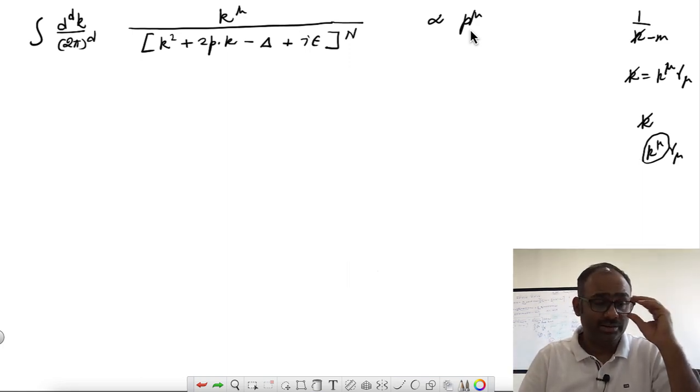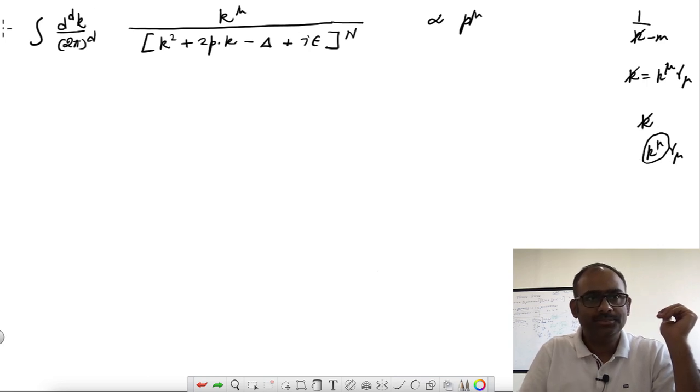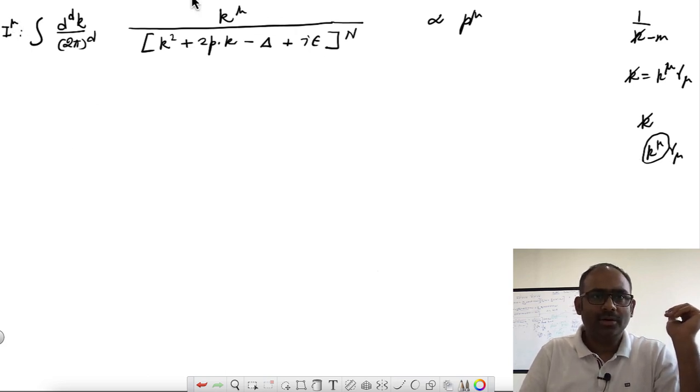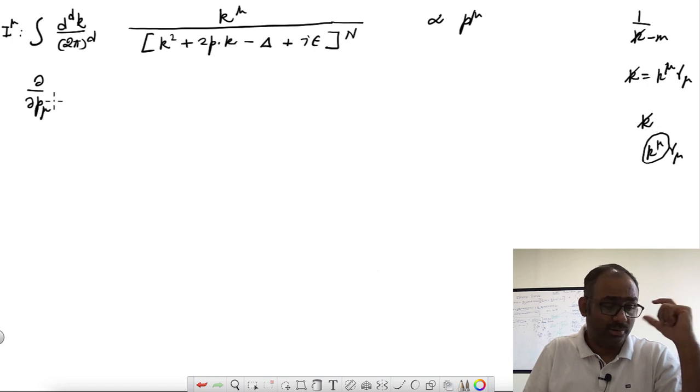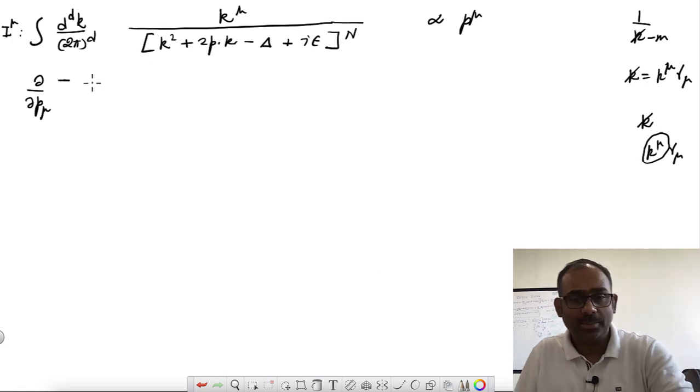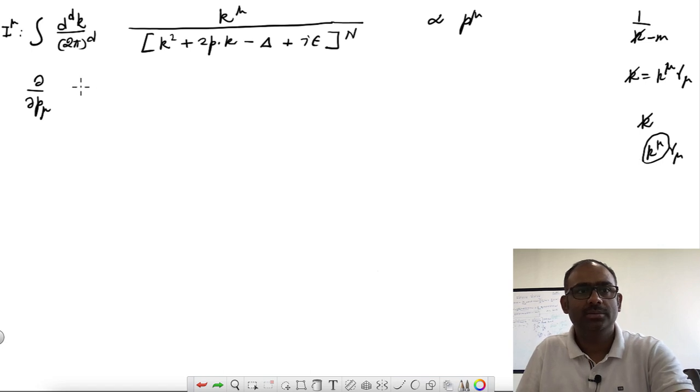So the trick is, let's call it I. Let me put an index mu. Okay, let me take a derivative of this integral with respect to p mu. So I evaluate del over del p mu, where mu is the lower index now, of this integral, not this integral but without k mu. Okay, so let's evaluate.